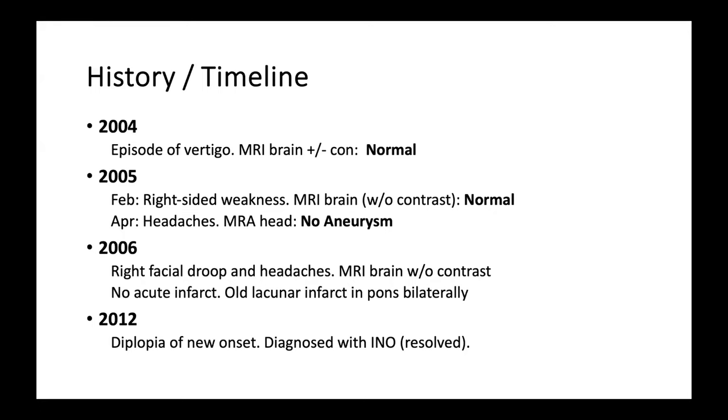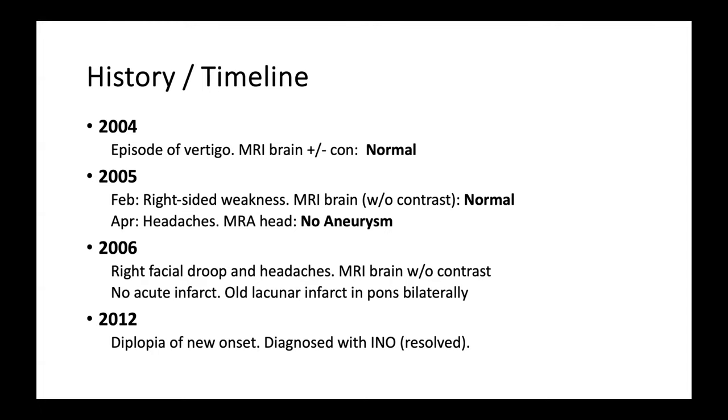Back in 2005, that is at least 12 years prior to when the first aneurysm was noted. So no aneurysm at that time. In 2006, she had a right facial droop. An MRI again was negative, with no acute infarct. However, at some point in 2005, she did have lacunar infarcts in the pons.